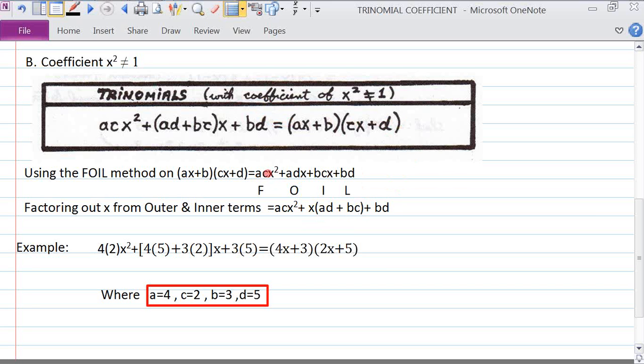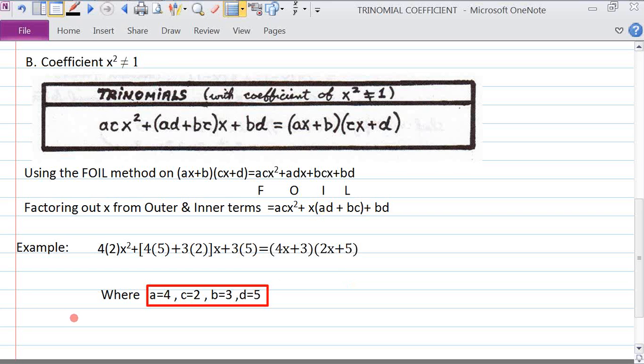Now, I'm not going to change this, but the second and third term, which are really the outer and inner, I can factor out x from. So factoring out x from the outer and inner terms, the first term stays the same and the last term stays the same. So I'm factoring out x from the second and third term, or the outer and the inner. So I get ad plus bc. So now what I've shown is that starting with this, which is this expression right here, gives me this expression right here, which is right over there.